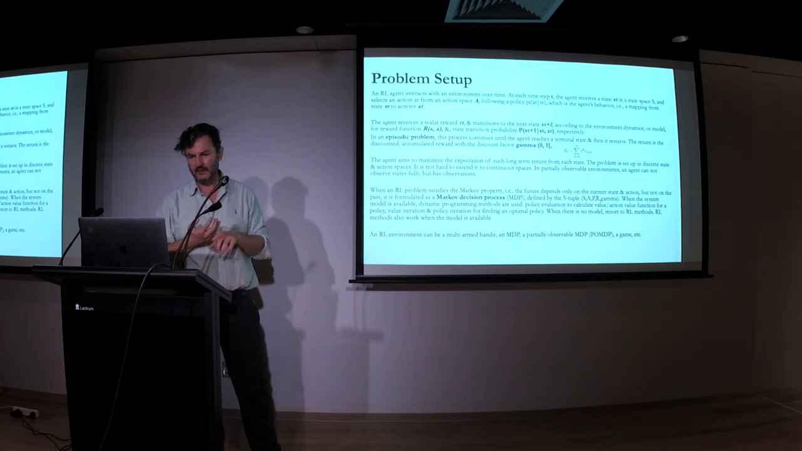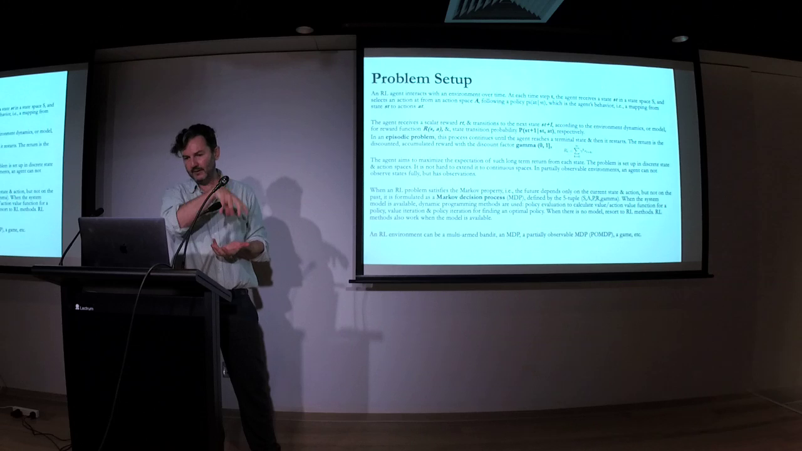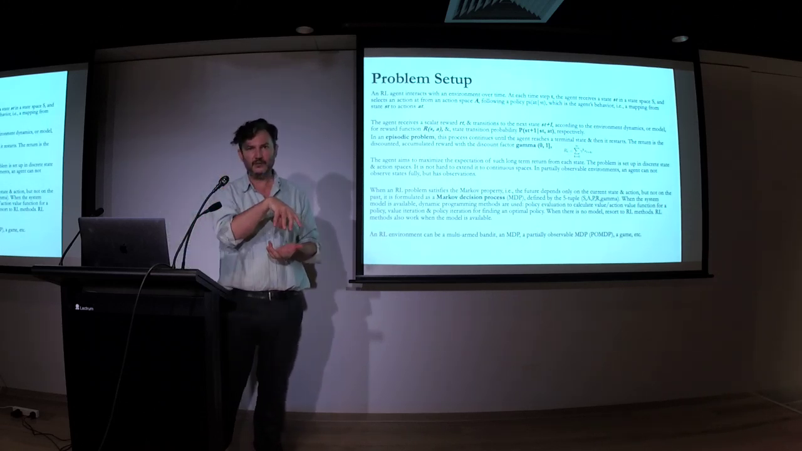the problem statement. An RL agent interacts with the environment over time. At each time step t, the agent receives a state s_t in a state space S and selects an action a_t from an action space A, following a policy, which is the agent's behavior mapping from state s_t to action a_t. A lot of this may be a bit dense, and it's from the book. It's actually very interesting to go into.